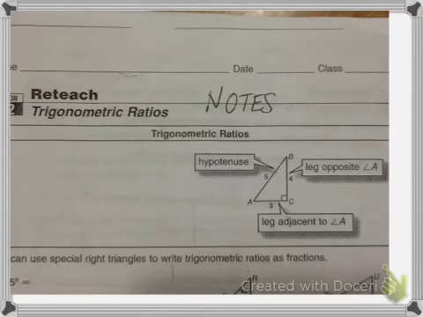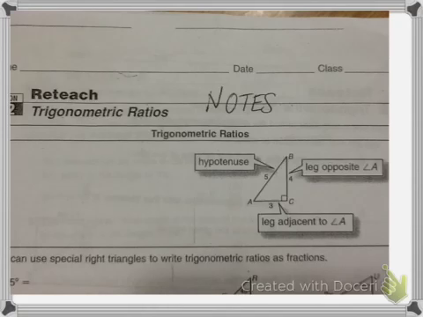Hey class, this is geometry, sorry. Geometry section 8.2. And remember from 8.1 we were talking about right triangle similarity? Well, now we're going to talk about right triangles, and we're going to finally introduce you to what we call trig, or trigonometry.